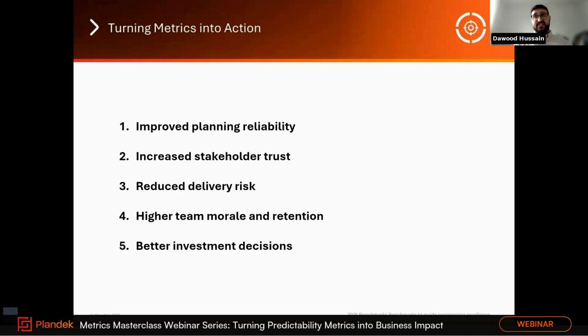And the last ties in with the first thing, which is better investment decisions. Your delivery consistency helps you assess where engineering is either under strain or overperforming, and it helps shape smarter resource allocation and strategic planning as well.